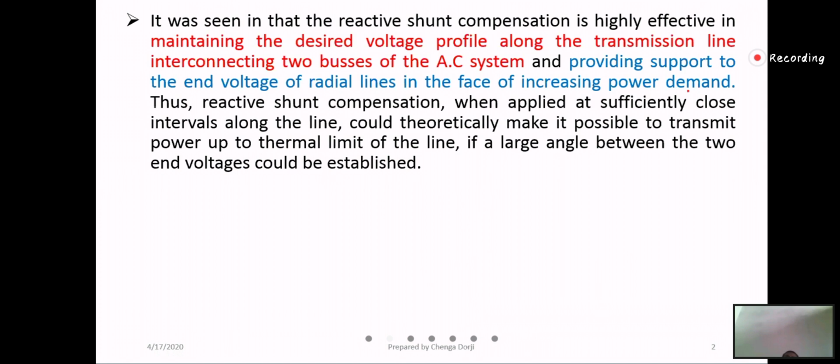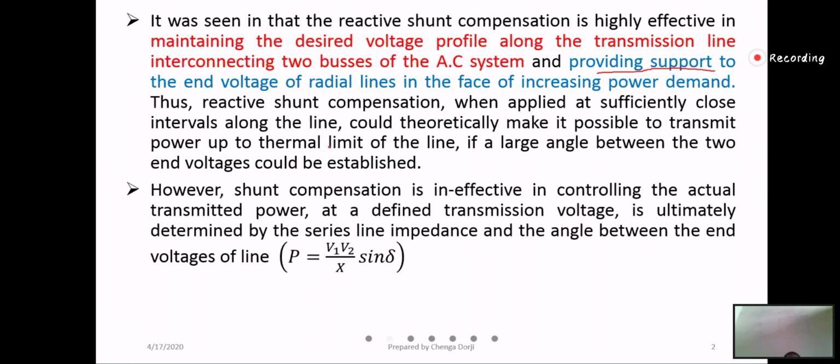It was seen that reactive shunt compensation was highly effective in maintaining the desired voltage profile along the line, and in providing voltage support. So these are the first two advantages we have.